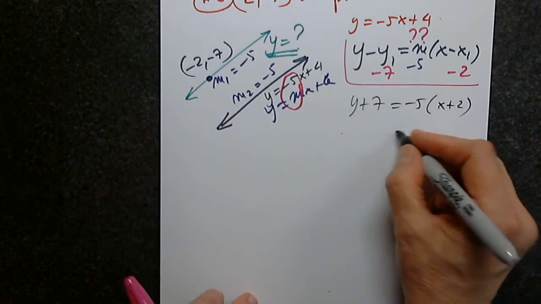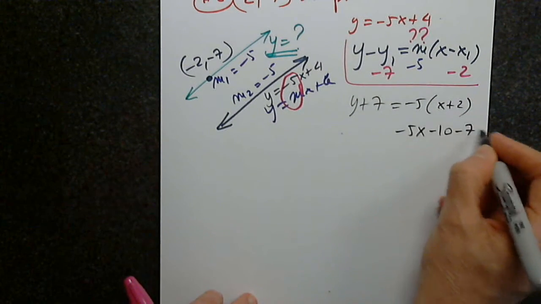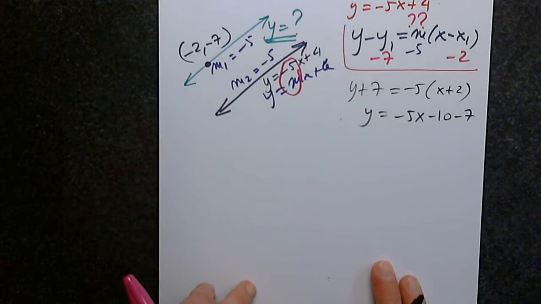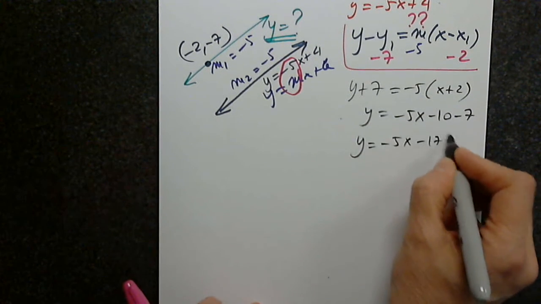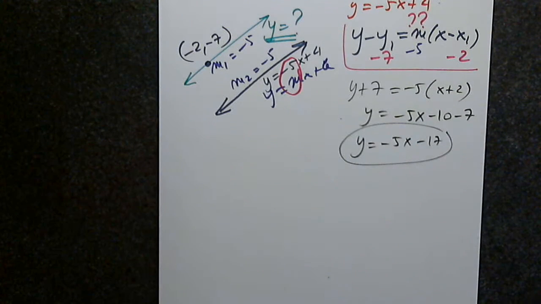Now I distribute: -5x minus 10, and minus 7. So the green line has the equation y equals -5x minus 17. Is the idea clear? Forget about the calculations for a moment. Is the idea clear? Yes?